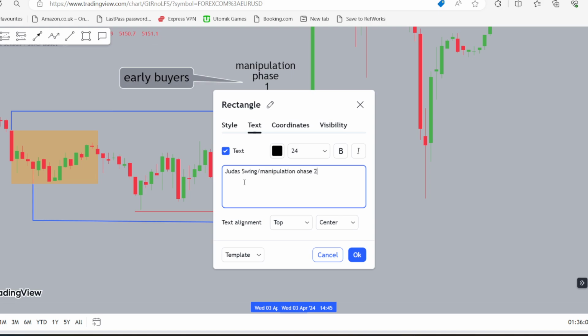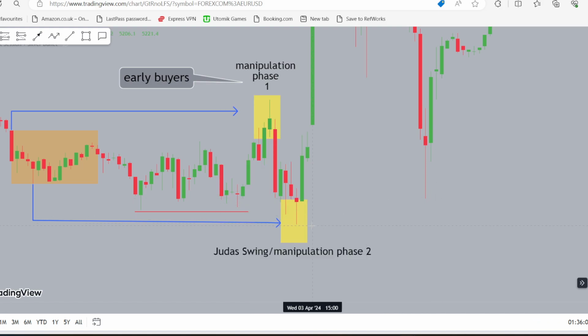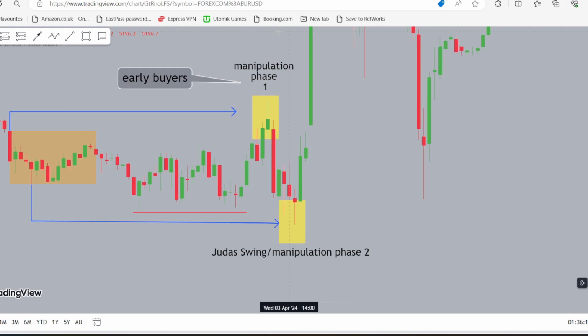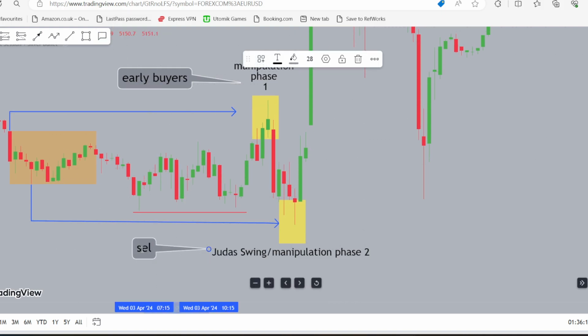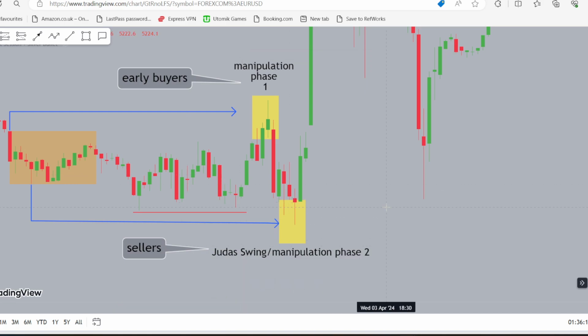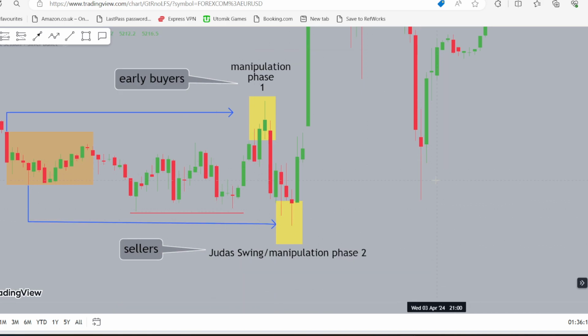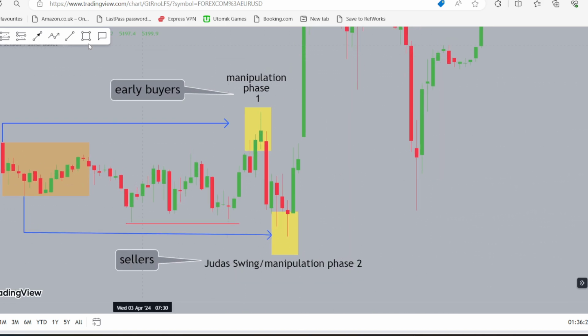Manipulation phase two. So they really both mean the same thing, right? You can use these two phrases interchangeably. And what it represents is manipulation the other way from early buyers. Now we're enticing sellers. Early sellers, just sellers as a whole, right? So when we have sellers in this region, their stop losses are going to be up here somewhere, like I mentioned earlier. And as you can see, they get wrecked, right?